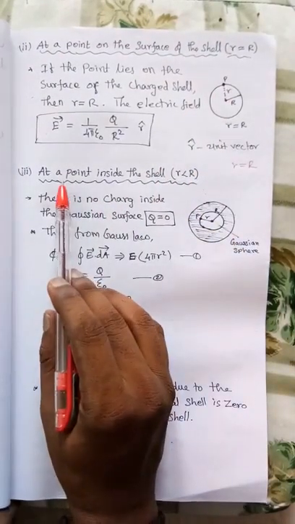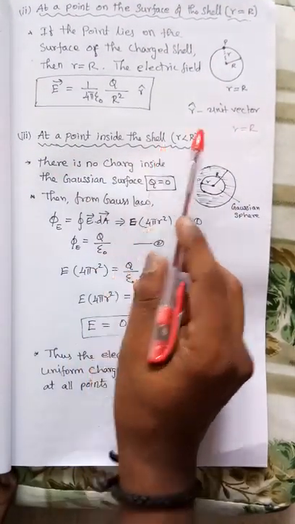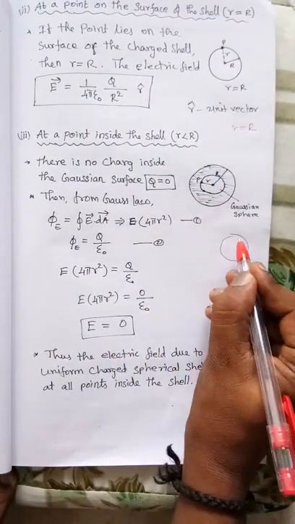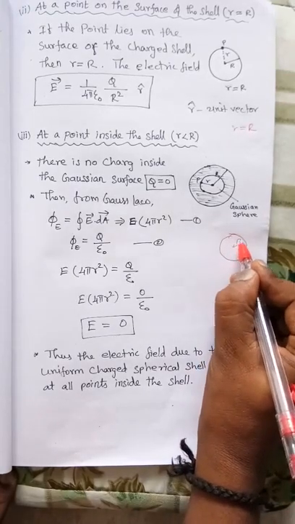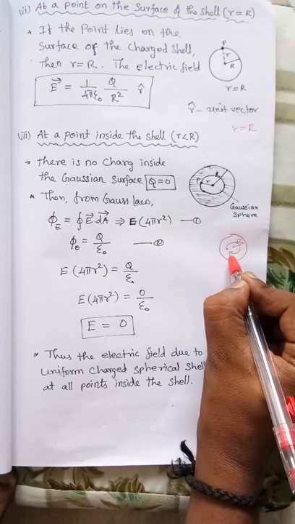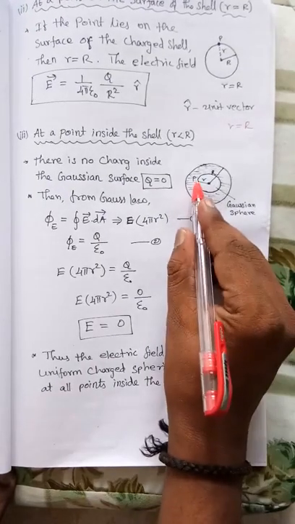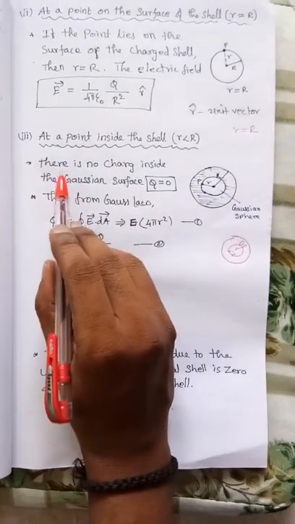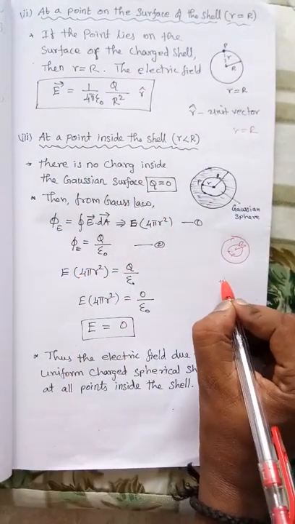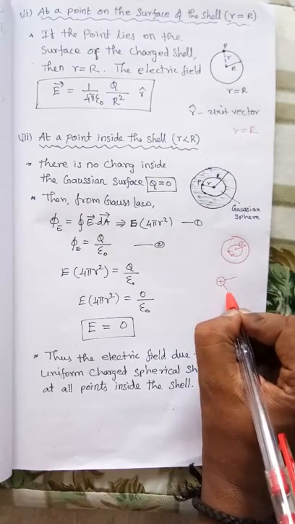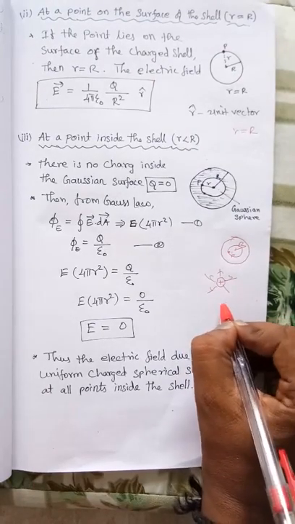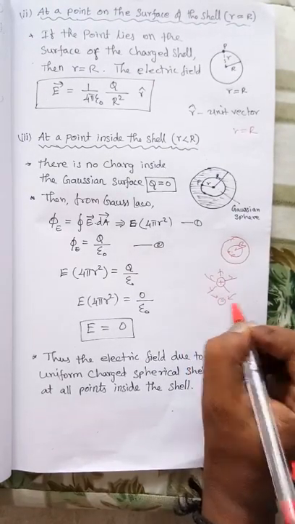Third condition: at a point inside the shell, that means r less than R. Consider one small imaginary point inside the sphere. Now there is no charge inside the Gaussian surface. If we use a positive charge, all the fields are away from the positive charge, and negative means towards, as you already know.